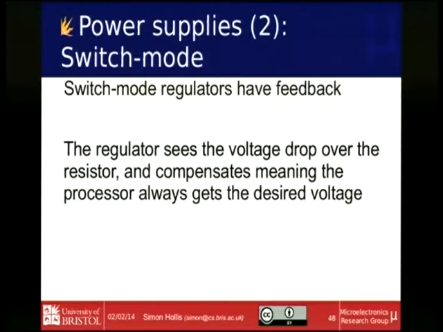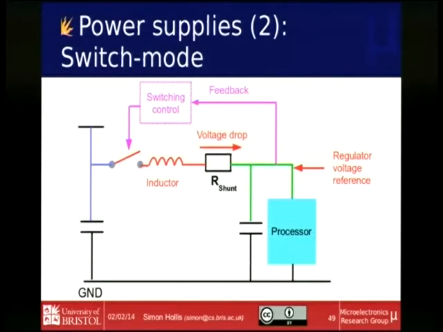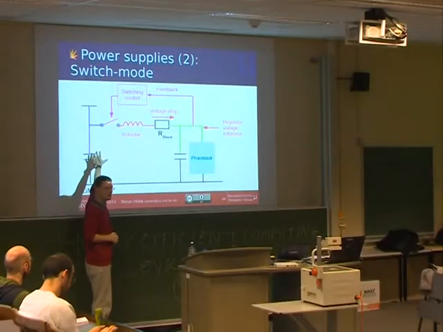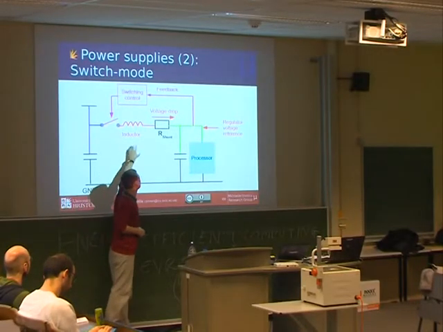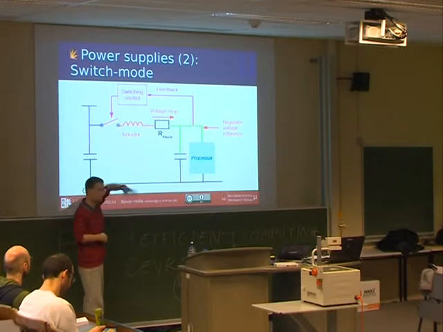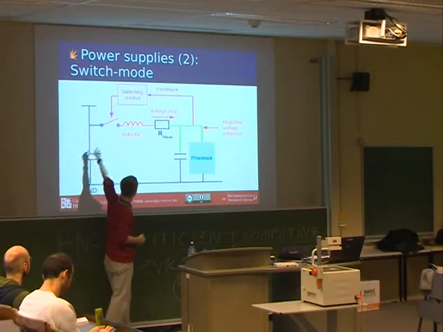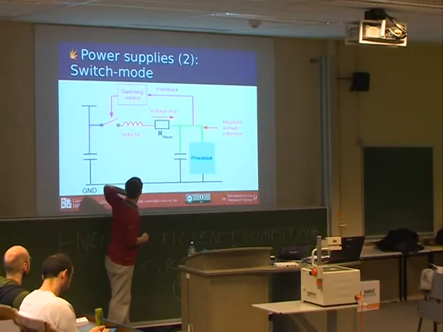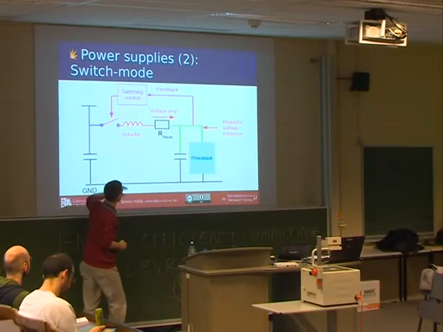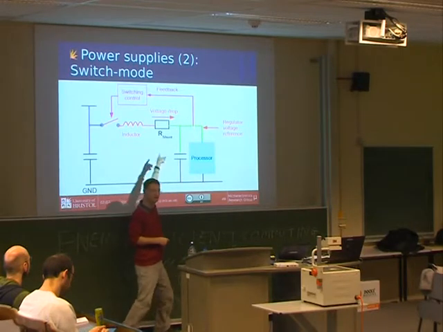Because the regulator has this little feedback, it can measure the output, and it adjusts for it. So there's a massively simplified diagram of a switch mode power supply. A switch mode power supply is made by having a switch, a transistor, in series with an inductor, and this switch goes up and down really, really quickly to provide power this way, which is then stored temporarily in the inductor.